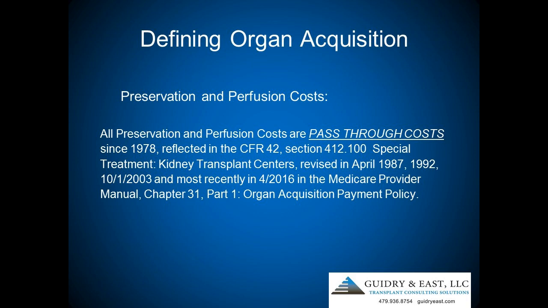And the rule there is reflected in the section that we identified early as organ acquisition under Section 412.100, and it was initially applicable for kidney transplant centers. However, many revisions followed that, revised in 87, 92, 03, and most recently in 2016 in the Medicare Provider Manual. That's Chapter 31, Part 1, and it talks about organ acquisition payment policy.